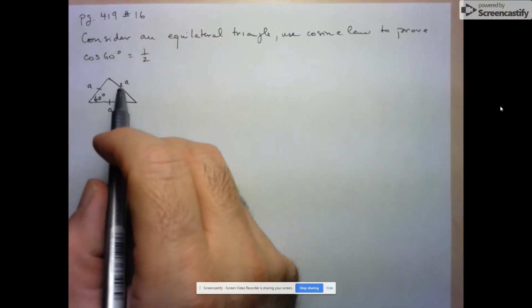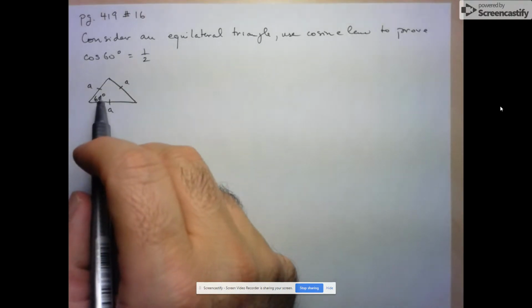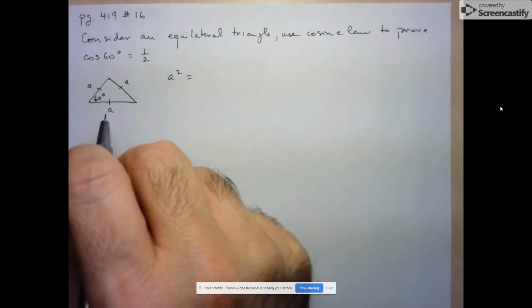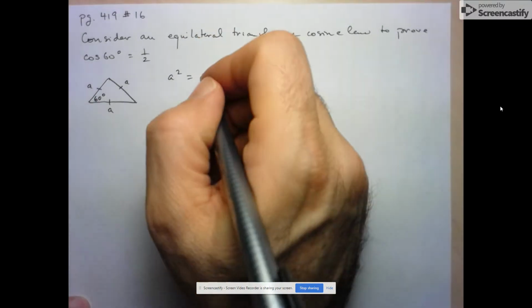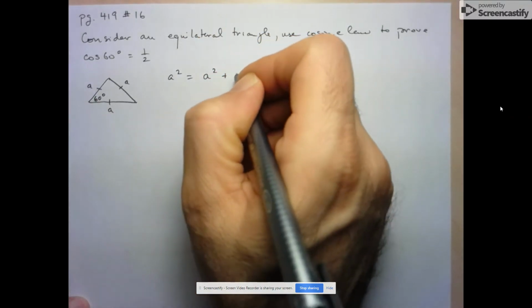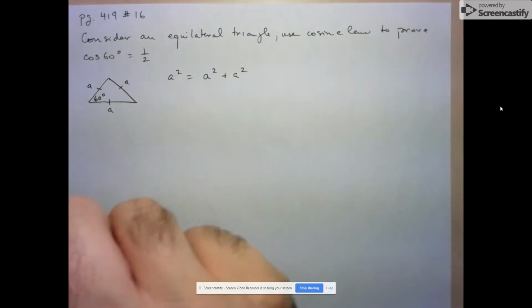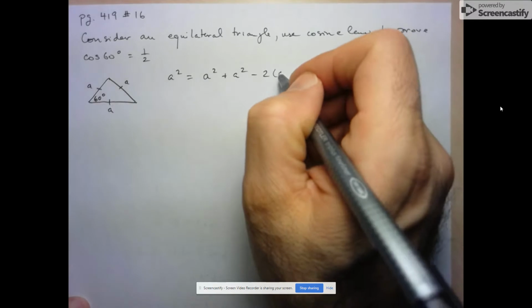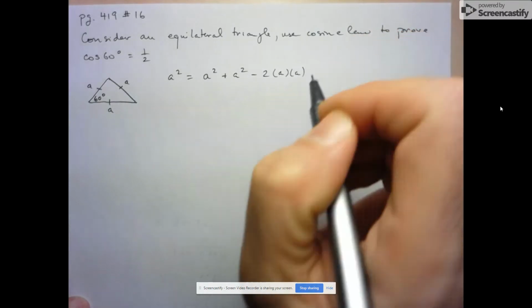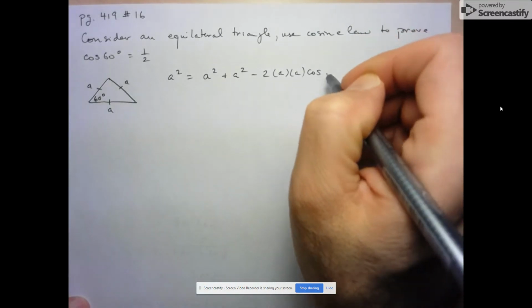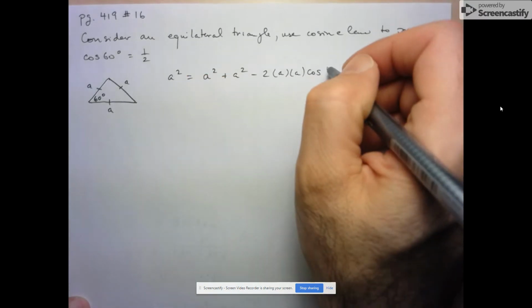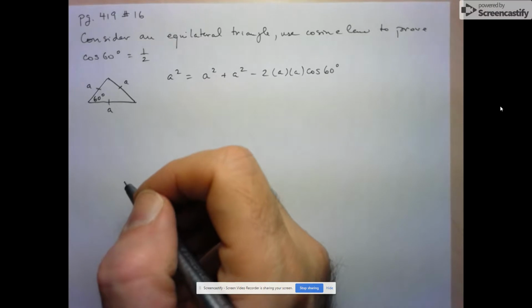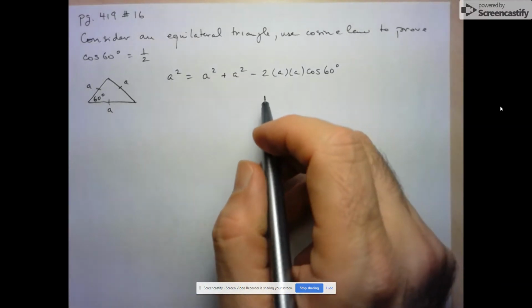Okay, so I'll start with the opposite side to the angle. So we have a squared is equal to the sum of the squares of the other two sides. But in this case here, those other two sides are also both just a. So a squared plus a squared minus 2 times the product of those two sides, so a times a, times cosine of my angle opposite to that side, which we chose to be 60 degrees.